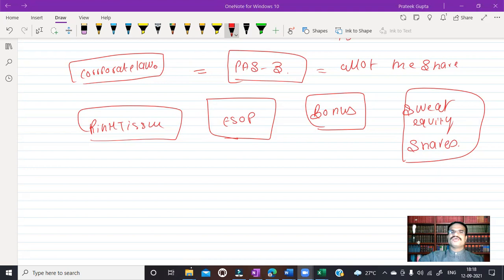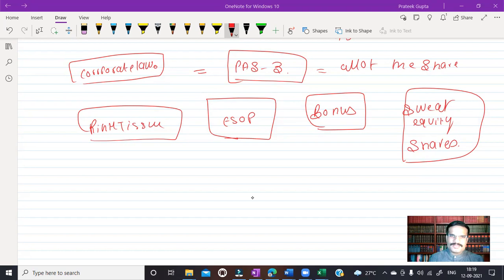Now, one by one, you are allowed to unmute. Chinmay, you are allowed to unmute, beta. Yes, Chinmay. Yes, sir. I wanted to ask why, in rights issue and bonus issue, an ordinary resolution is to be passed in the general meeting, and in ESOP and sweat equity, a special resolution is required to be passed.